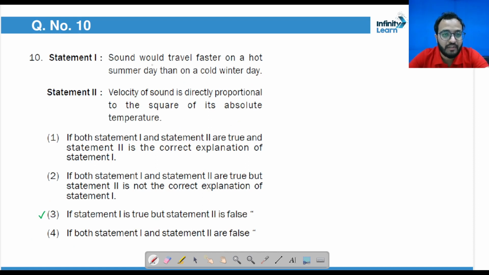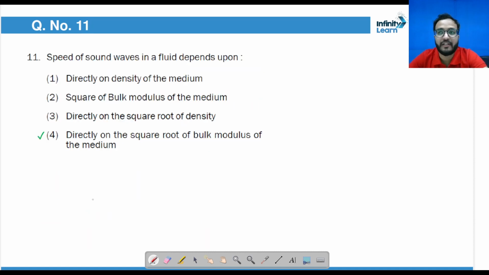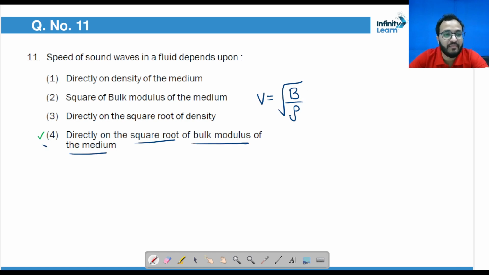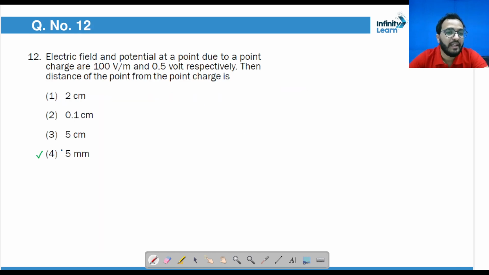Velocity of sound. Okay, sound travels faster on a hot summer day than a cold winter day. Velocity of sound is proportional to the square of its absolute temperature. No, no, not directly proportional, inversely. So the second statement is false. That means the third option is correct. Speed of sound waves in a fluid depends upon, see, longitudinal waves, the speed is root of B by rho, so square root of the bulk modulus of the medium. Fourth option is correct.